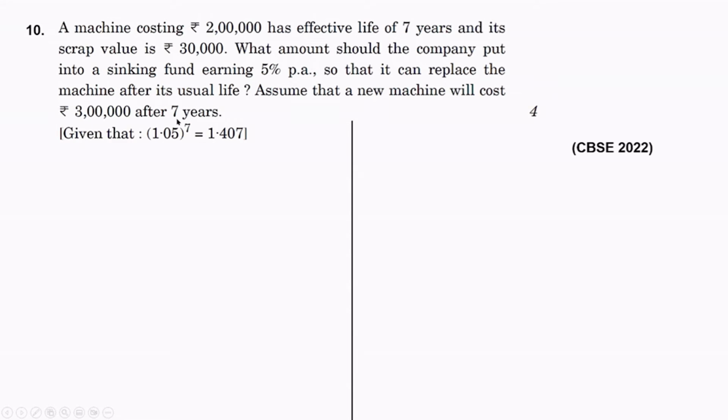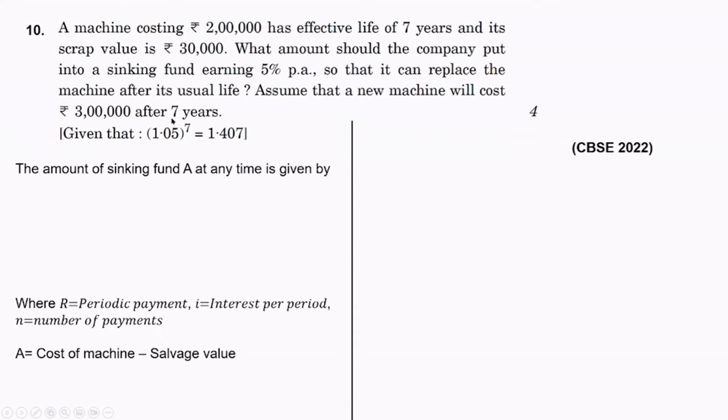So using this information, we have to find the amount the company should put into the sinking fund that is earning 5% per annum so that it can replace the machine after its useful life. So here the amount is put at the end of every year. So here N is 7. The amount of sinking fund A at any time is given by A equal to R into (1 plus I) the whole raised to N minus 1 upon I, where R is the periodic payment, I is the interest per period and N is the number of payments.